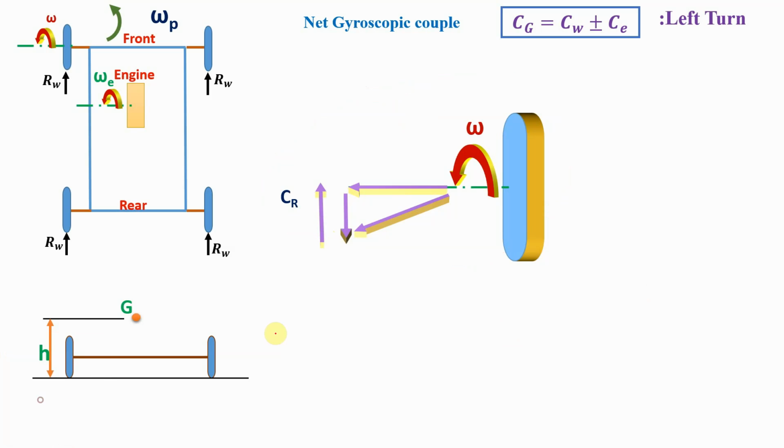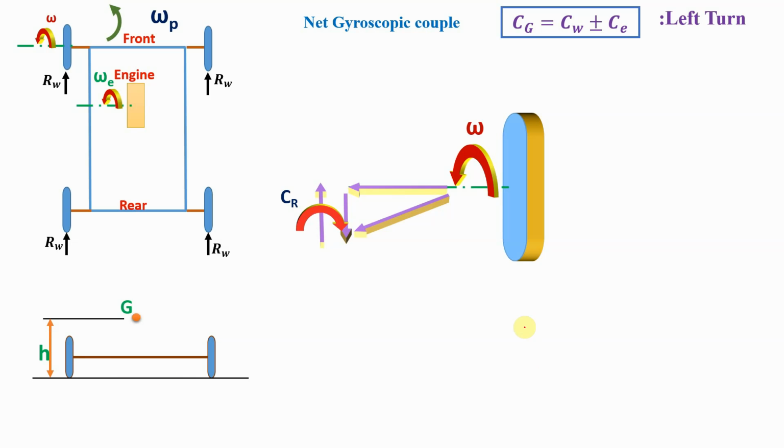For that we make use of right hand rule. Hold this vector in the right hand such that the thumb is pointing in the direction of arrow. The sense of the fingers of right hand will give the sense of CR. So when you hold this vector in your right hand such that your thumb is pointing in the direction of arrow, your fingers will curl this way, and that is the sense of CR.